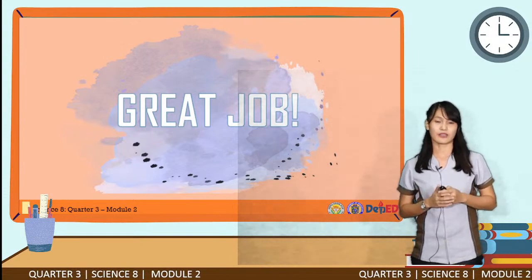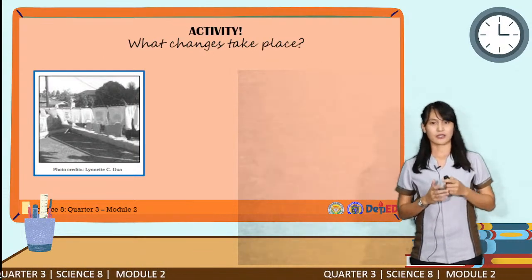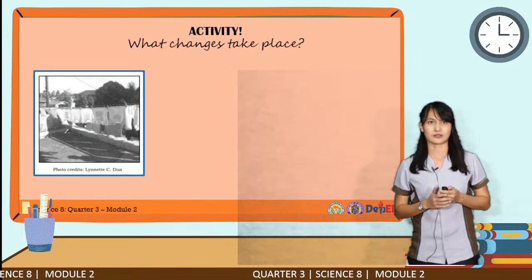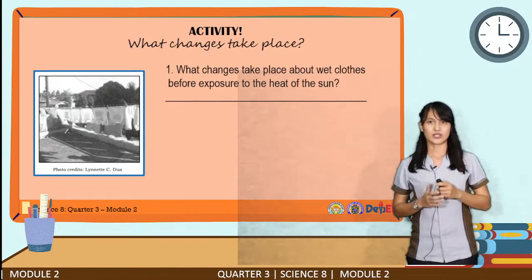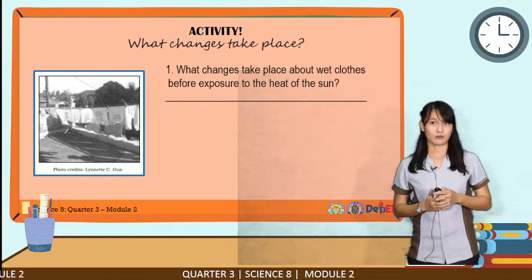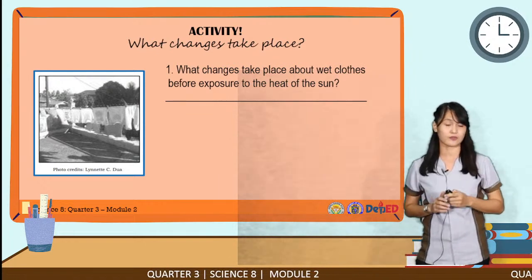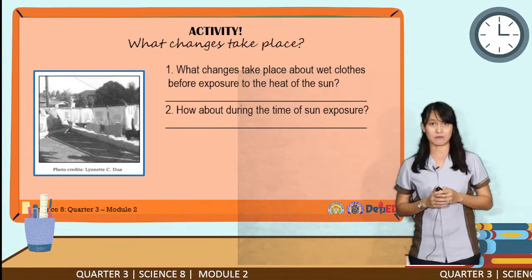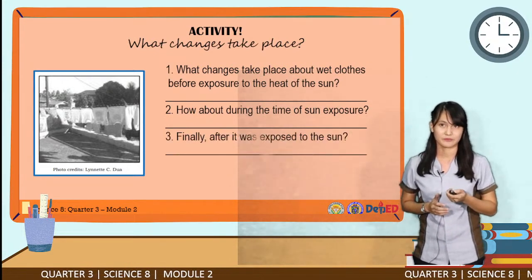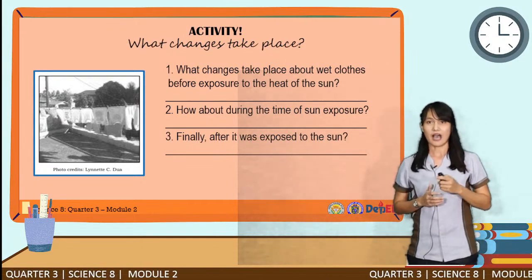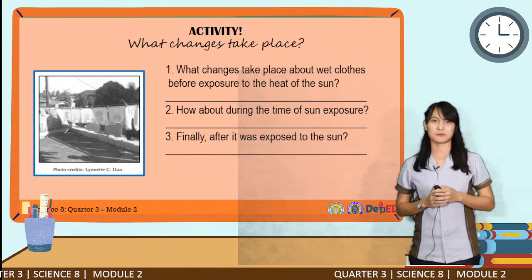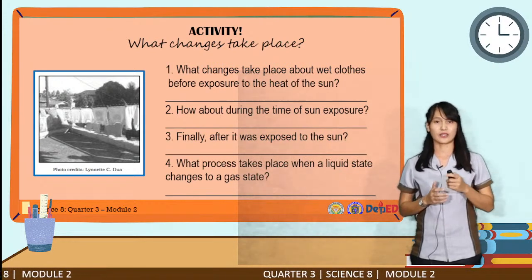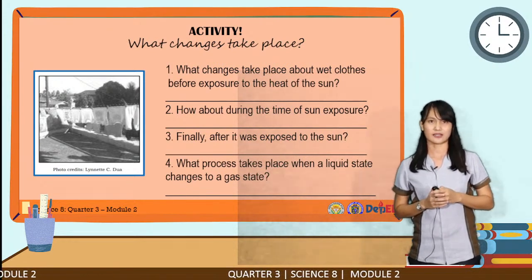To begin with, let us consider the following conditions. What changes take place? First, what changes take place about wet clothes before exposure to the heat of the sun? Second, how about during the time of sun exposure? Third, finally, after it was exposed to the sun. And the fourth one, what process takes place when a liquid state changes to a gas state?